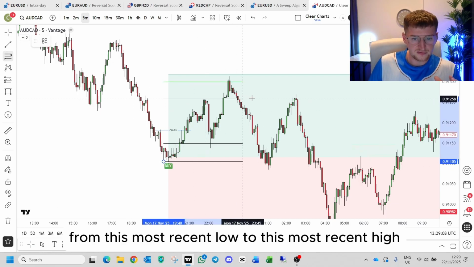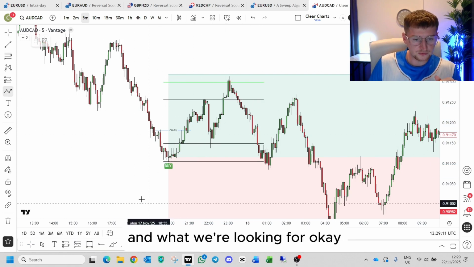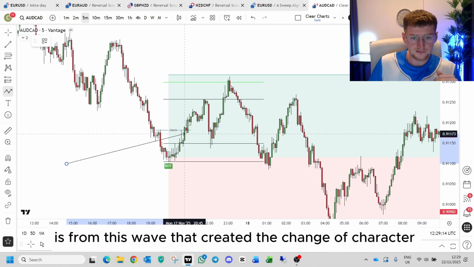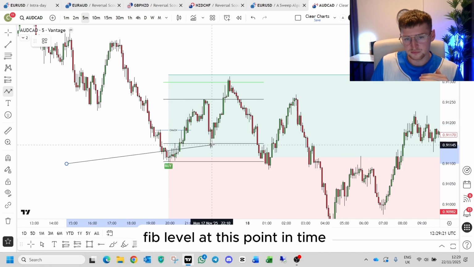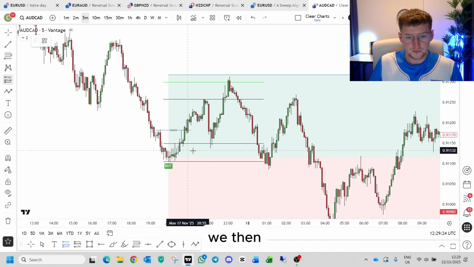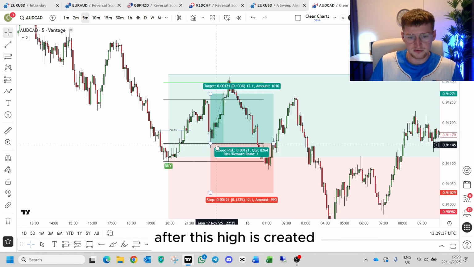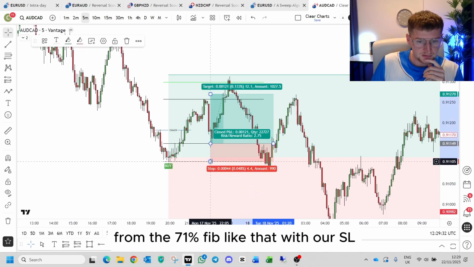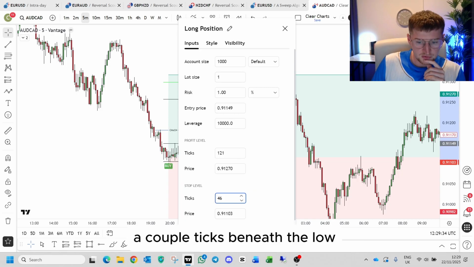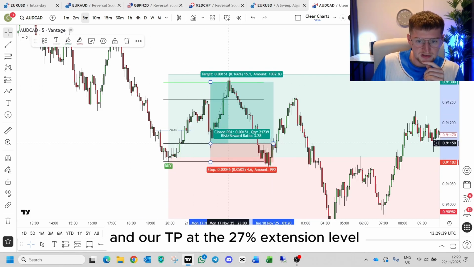from this most recent low to this most recent high there, just like that. And what we're looking for, okay, is from this wave that created the change of character, we're looking for that to pull back to the 71% fib level. At this point in time, we would already have a buy limit waiting after this high is created, and we would trade this on a buy limit from the 71% fib like that, with our SL a couple ticks beneath the low, and our TP at the 27% extension level.